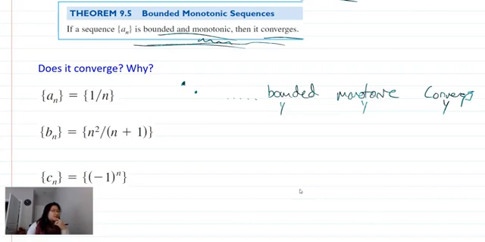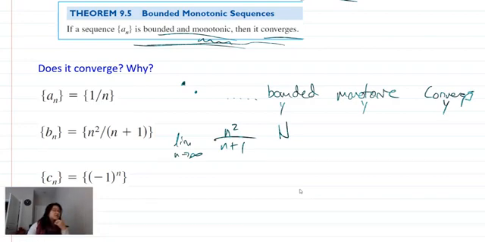How about n squared over n plus 1? So let's think about that. What's happening as n approaches infinity of n squared over n plus 1? Where's that going? Is it bounded? I think not. I think that this is not a bounded sequence, so it can't converge because it's not going to a number.